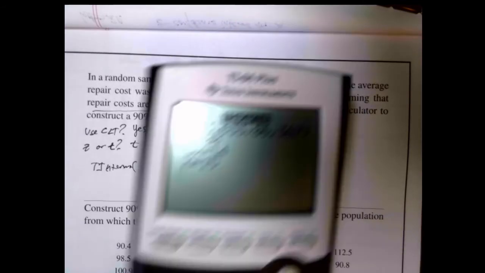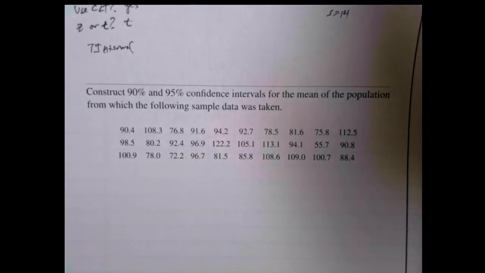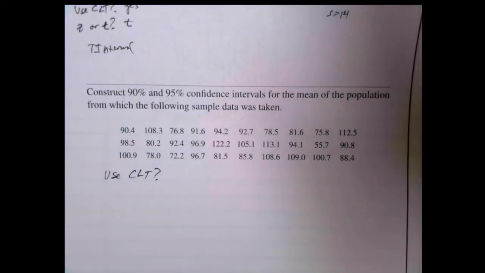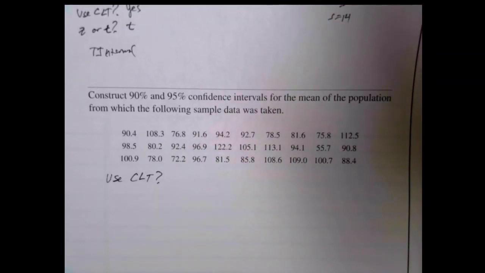Okay, let's do this one. Construct 90 and 95% confidence intervals for the mean of the population from which the following sample data was taken. So this time, you're going to be constructing confidence intervals from data. Well, first of all, can you use the CLT? When can you use the CLT? When you have a sample size of at least 30 or the population is approximately normally distributed. Now, you can count if you like, but I'll tell you there are 30 points here, so we can use the CLT.